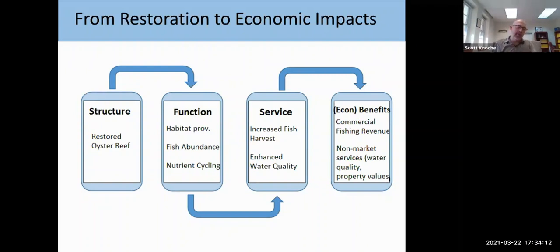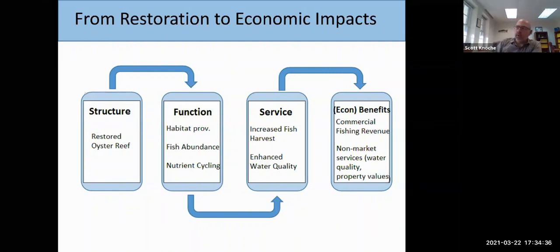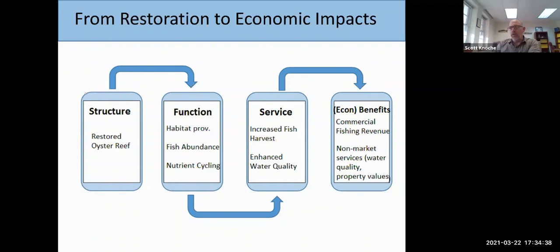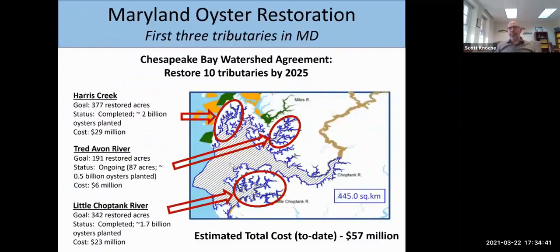Then you make that transition into the human realm. So we're in the physical realm, the biological realm. Get to the service, so when that ding, ding, ding, it's like, that's the human realm, right? Increased fish harvest from the functions, the change because of the structure, right? And then you monetize that service, in this case, through commercial fishing revenue that I'll show you here in a bit. Okay, so oyster reef restoration in Maryland.